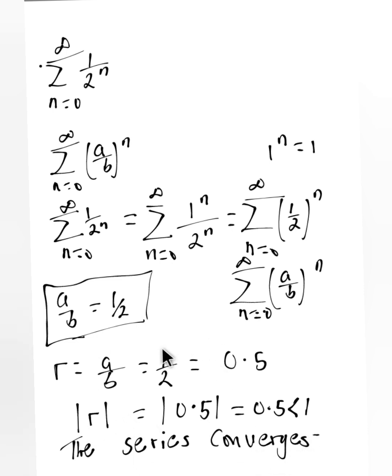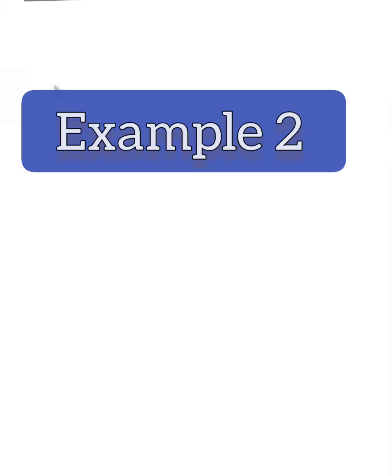So it's quite easy. First of all, you need to make sure that it has the form of a geometric series test. That's what we just did here. We converted it from the way it is and ensured it looked like that of a geometric series. It's a geometric series because it's a over b all raised to the power of n. And a over b is the same as r. r is equal to a over b, which is 1 over 2, and 1 over 2 is 0.5. And hence, since 0.5 is less than 1, the series converges. Example 2.